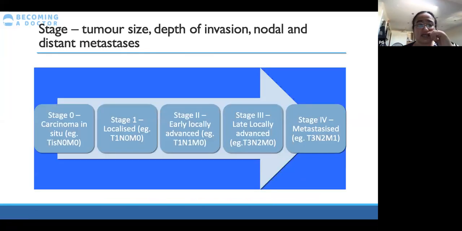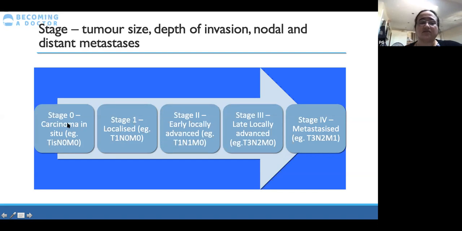And then just going on to stage. Stage is where we're looking at tumor size, depth of invasion, nodal and distant metastases. So yes, TNM is part of staging, but you have the different numerical stages which people use. Members of the public may say, I've got stage 4 lung cancer, or I've got stage 3, because that's what they've been told. But actually it's based on the TNM combination. For each tumor type, there's a different TNM combination which will give you the stage.